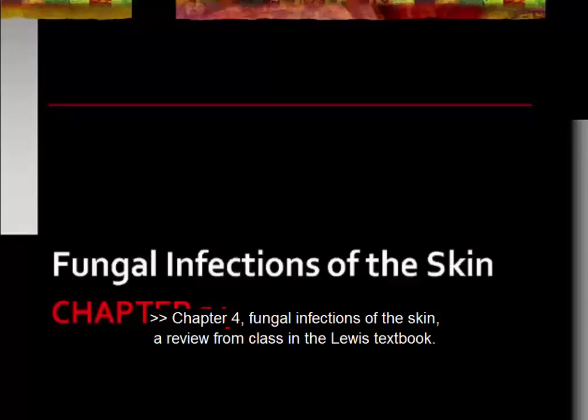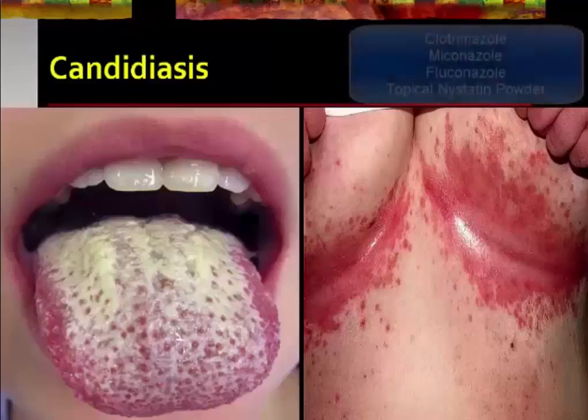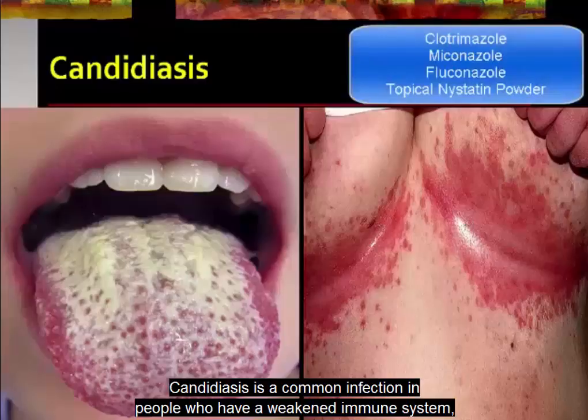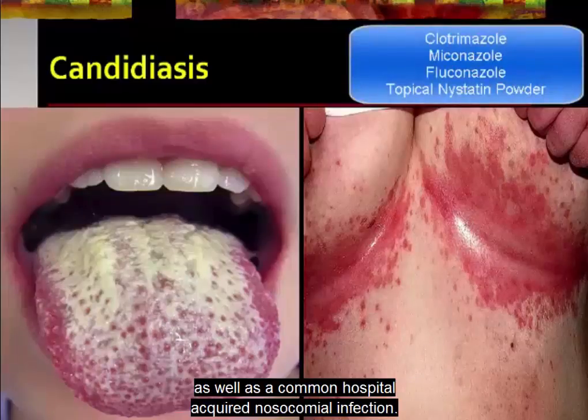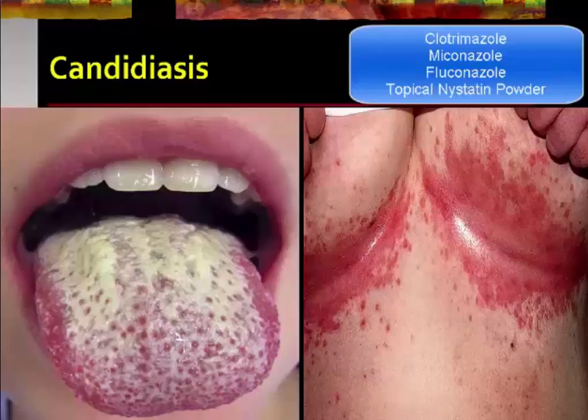Chapter 24, Fungal Infections of the Skin, a review from class in the Lewis textbook. Candidiasis is a common infection in people who have a weakened immune system as well as a common hospital-acquired nosocomial infection. The fungi grow in damaged skin and can spread through the bloodstream to cause infection throughout the body.